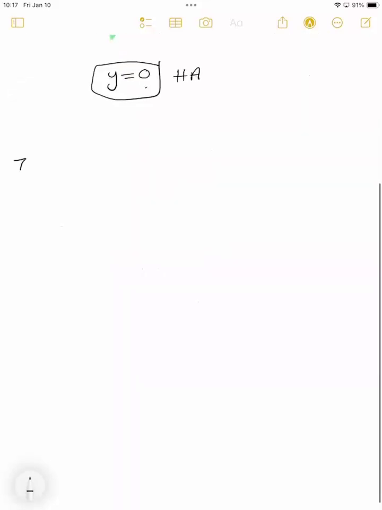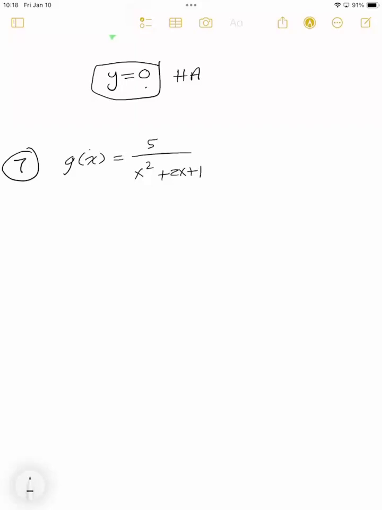Question number 7. It says identify the horizontal asymptote, if the graph of the function has any, and determine the point, if any, where the graph crosses the horizontal asymptote. So again, we want to find the horizontal asymptote for this function. Sometimes the horizontal asymptote gets touched or crossed by the graph. Normally we say asymptote means do not touch, and the graph goes in parallel with the asymptote.